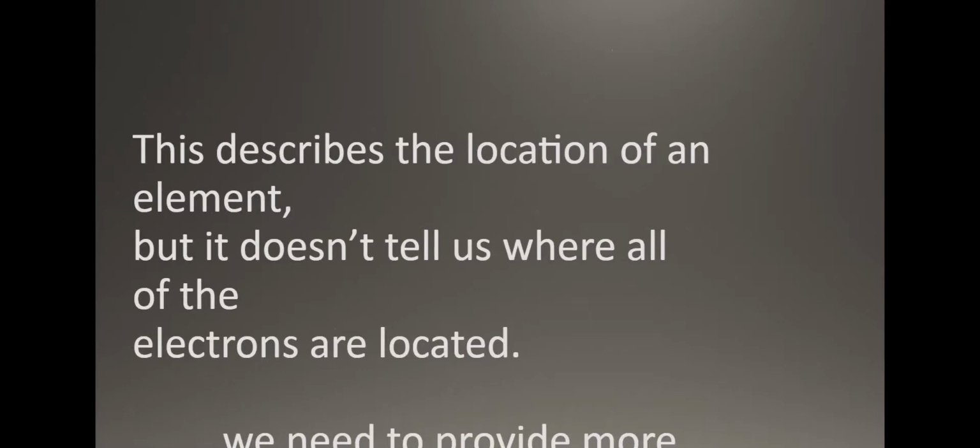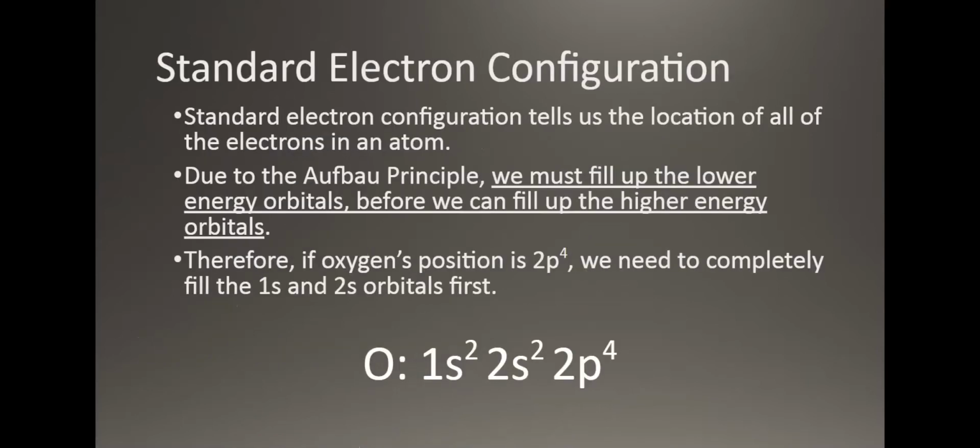Okay, so this describes the location of an element, but it doesn't tell us where all the electrons are located, so we need to provide more information. Standard electron configuration is what's actually going to tell us the location of all of the electrons in an atom. Due to the Aufbau principle, we need to fill the lower energy orbitals first. We start with the lower ones and work our way up to the higher energy orbitals.